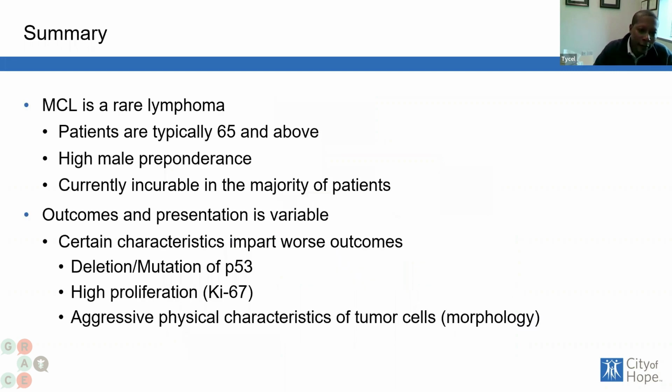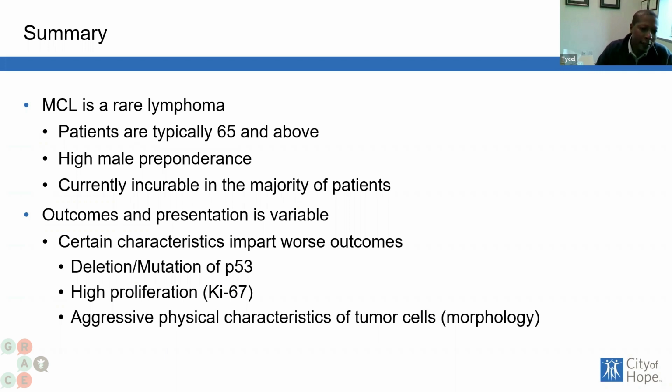So to summarize, mantle cell lymphoma is a rare form of non-Hodgkin's lymphoma. Patients are typically older, usually 65 and above, and this cancer does have a high male predominance, where there's maybe a 3 or 4 to 1 male to female ratio. Why this is, we do not know, but it is much more prevalent, meaning it occurs much more frequently in males than it does in females.